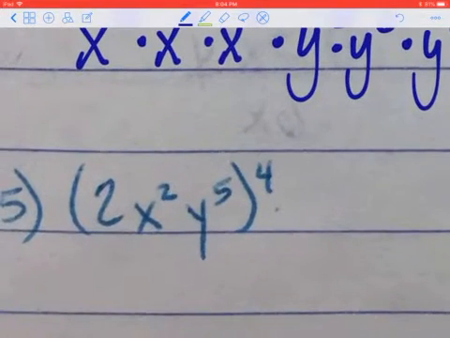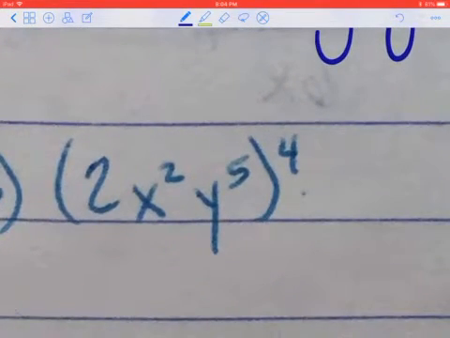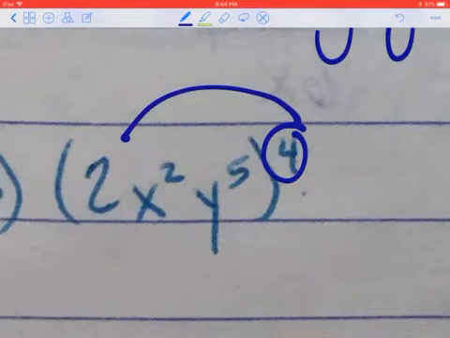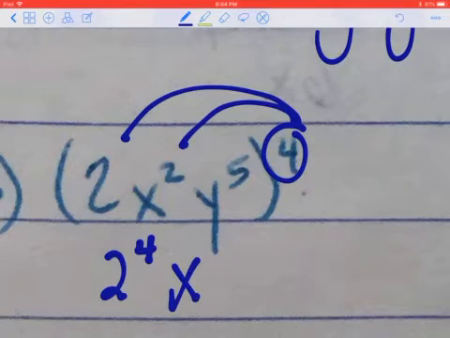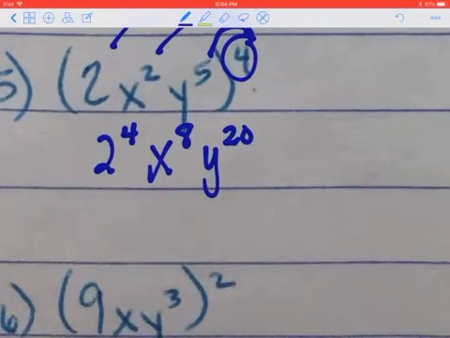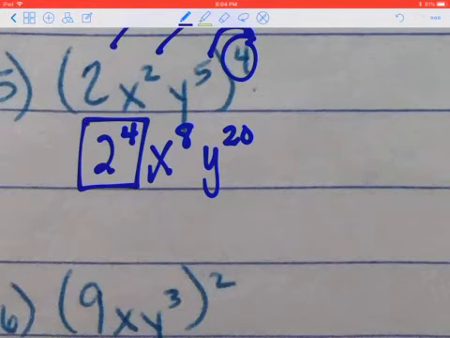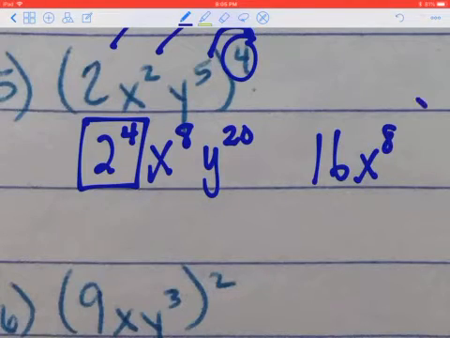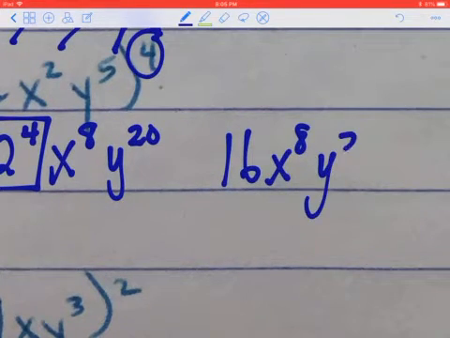So when we take care of number 15, again, this is raising, so it becomes 2 to the 4, x to the 8, and y to the 20. So all we have left to do is take care of the 2 to the 4, which is 16, x to the 8, y to the 20th.